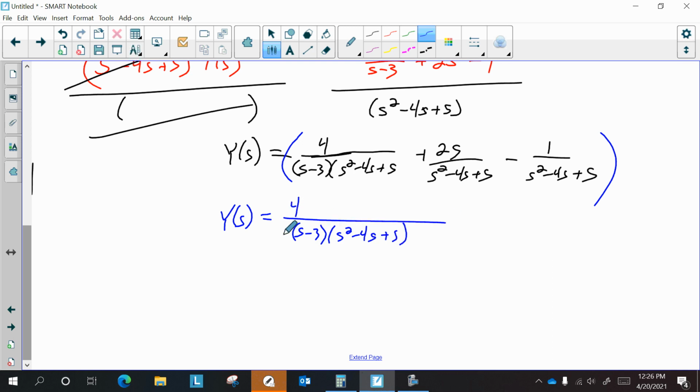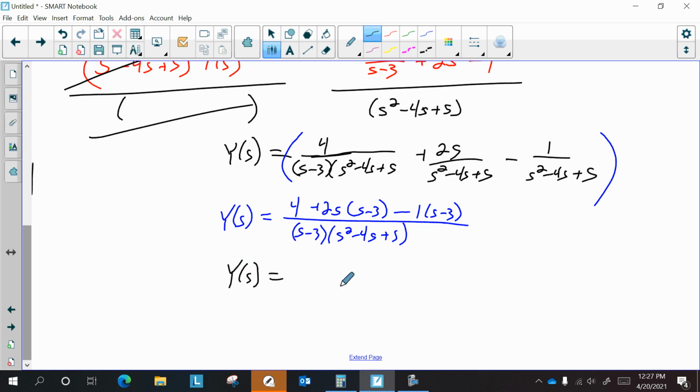So the first fraction has all of that already on bottom, so it doesn't need to pick up anything else. The second fraction has the quadratic factor, but it doesn't have an s minus 3, so we need to pick up an s minus 3 on top and bottom for that fraction. And the last fraction needs to pick up an s minus 3 as well. So we had 4 over that. We originally had just 2s over that, but that term picked up an s minus 3 on top and bottom. And the last term already had that, but it picked up an s minus 3 on top and bottom.